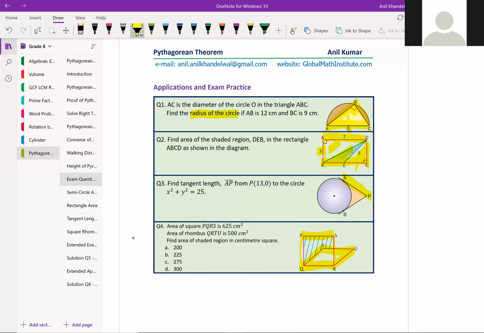Okay, yes. Find the length of the tangent AP. You know the coordinates of P, you know what this point is, and you know the equation of the circle. So how are you going to do it? Okay, we'll discuss this. Yes. So let's go through the solutions which you're talking about, and then we'll get to questions number 3 and 4.